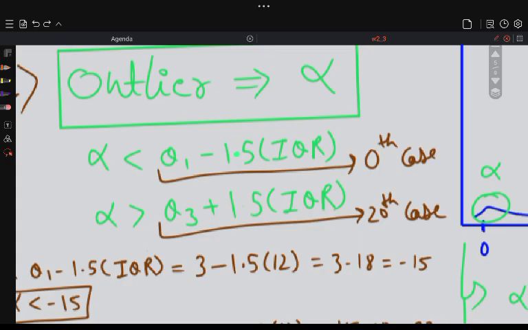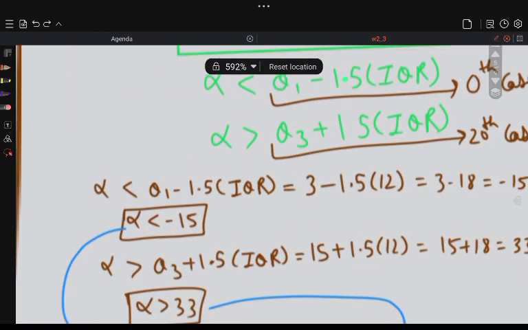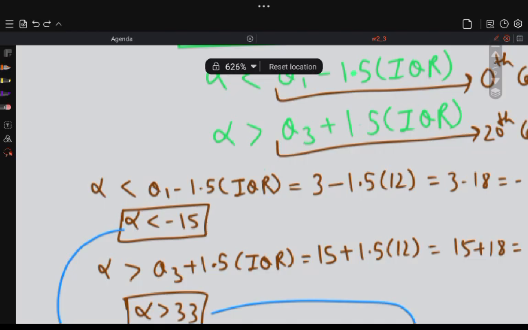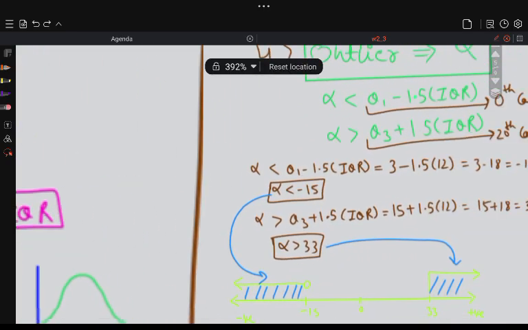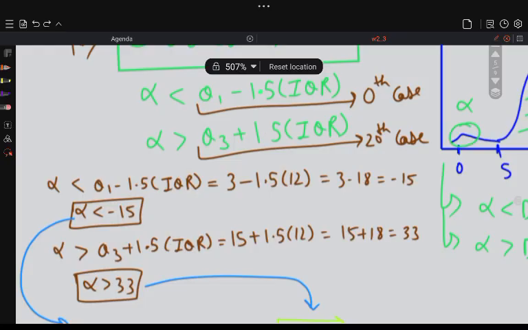So let's put the values in these formulas. In the first formula, alpha is less than Q1 minus 1.5 times the IQR. We know that Q1 is 3 for our example, minus 1.5 times the IQR we calculated previously, which was 12. So we put in the values and we got minus 15.